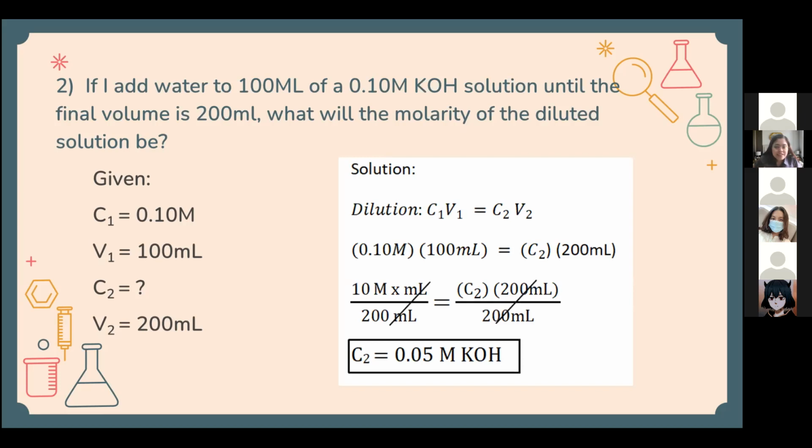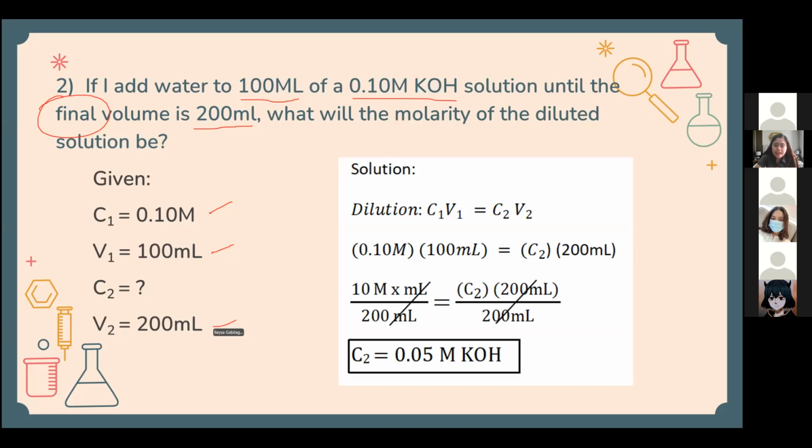So if we understand the problem, ingon siya, mag-add siya ng water sa 100 ml na 0.10 molar potassium hydroxide until ang new volume, the final volume will become 200 ml. What will now be the molarity, or ano daw ba yung magiging new concentration ng iyong solution. So this is correct that the C1 is 0.10 and the first volume is 100 ml. And your hint there that the final volume is the new volume, the V2, 200 ml.